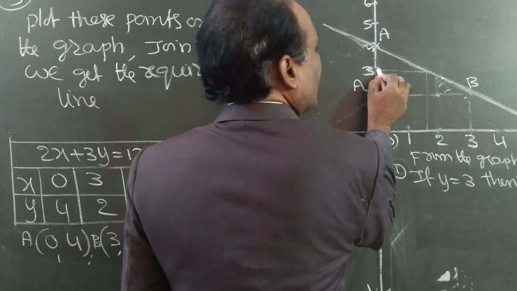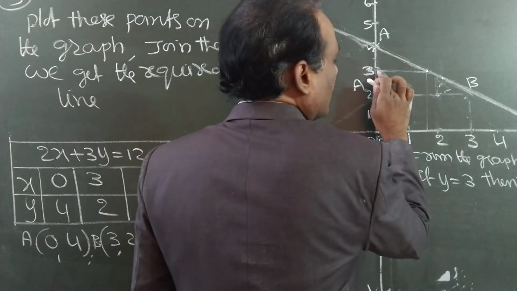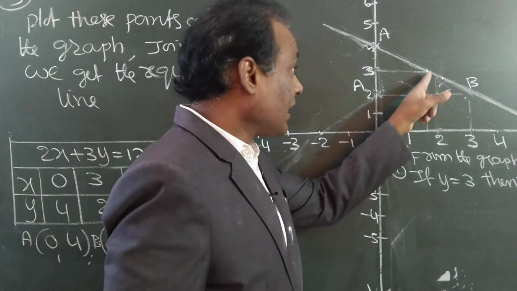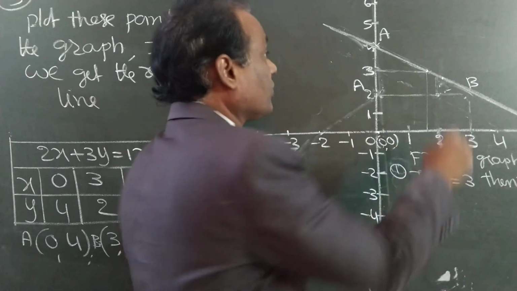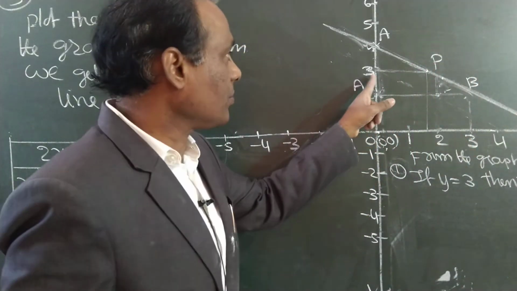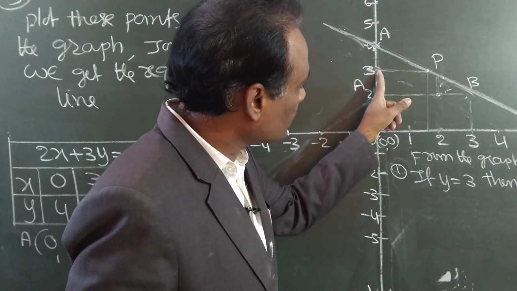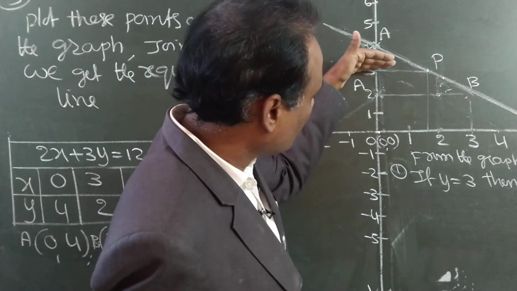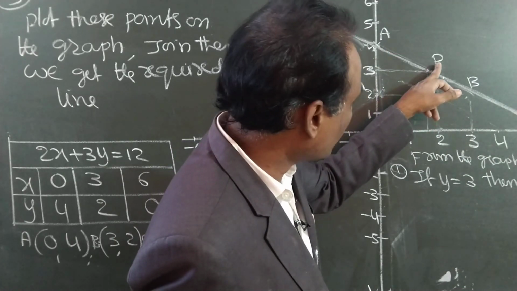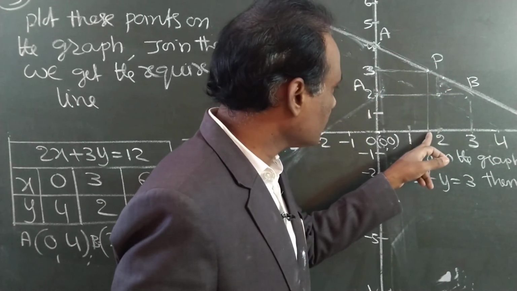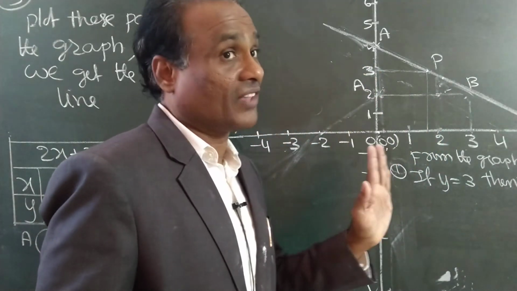Y is 3 means see the line where it is meeting the y axis. See the horizontal line from 3 and take the x value at that point. Suppose it is P. From 3 there will be a line on the graph, it will cut our line at some point. What is the x value? It will be between 1 and 2, but on the graph you will get the exact value.